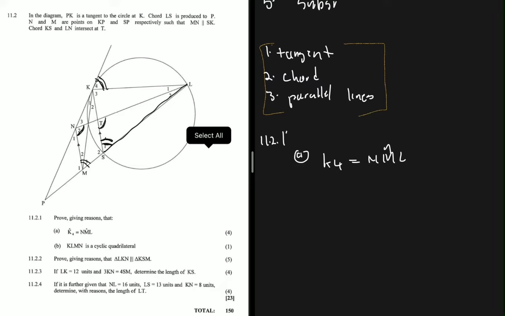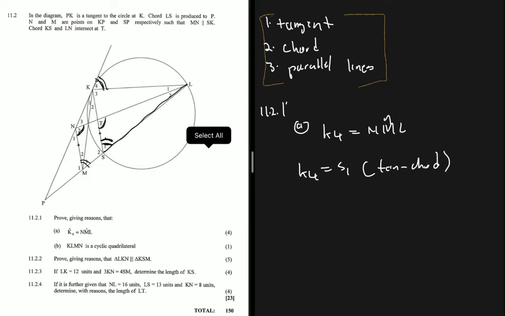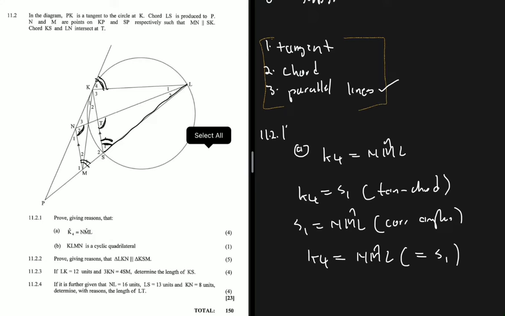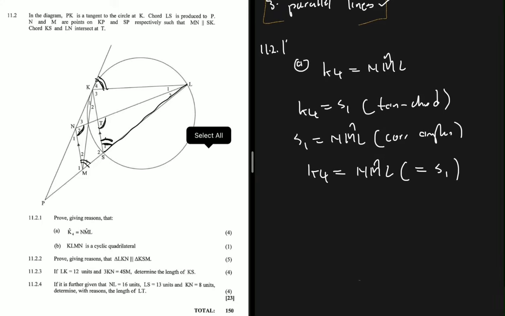So we have already seen that K4 is equal to S1 because of tan chord, right? Tan chord. But then that doesn't show that K4 is equal to NML. But when we're using parallel lines, our third keyword, we see that S1 equals NML because the two are corresponding angles, right? So that would imply that K4 is equal to NML, as both are equal to S1, right? So you can see we used parallel lines and the tan chord theorem, the keywords we have. As we go on, all the other questions too, we're going to answer them sticking to the keywords, right?